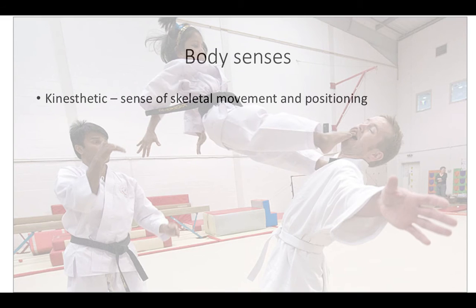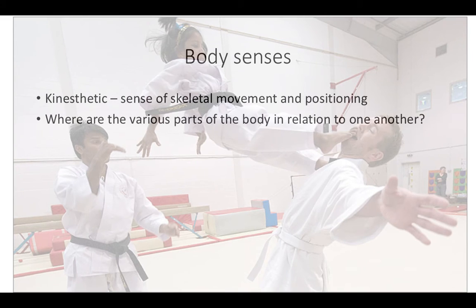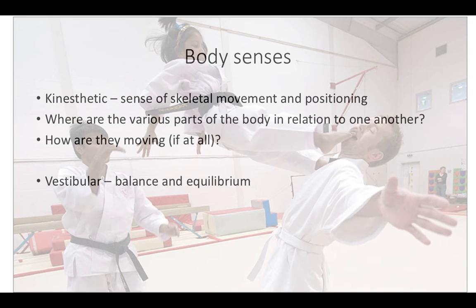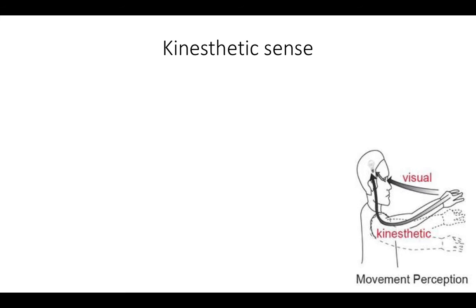Our body senses are kinesthetic, skeletal movement and positioning, and that kind of tells us where the various parts of the body are in relation to one another and how the body parts are moving, if at all. It's also our vestibular sense, balance and equilibrium.